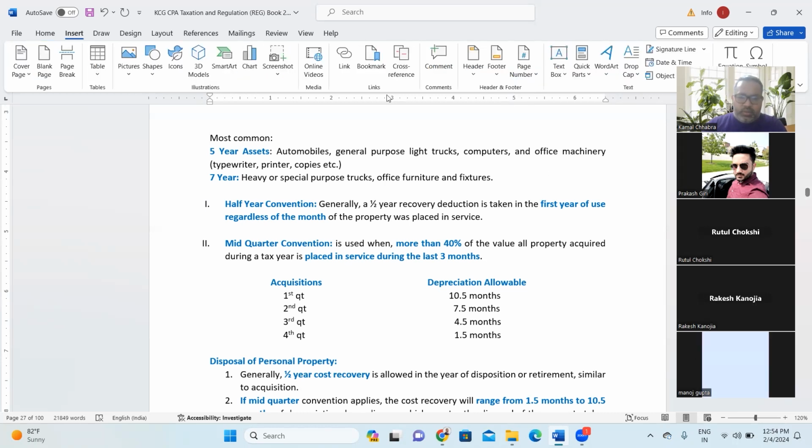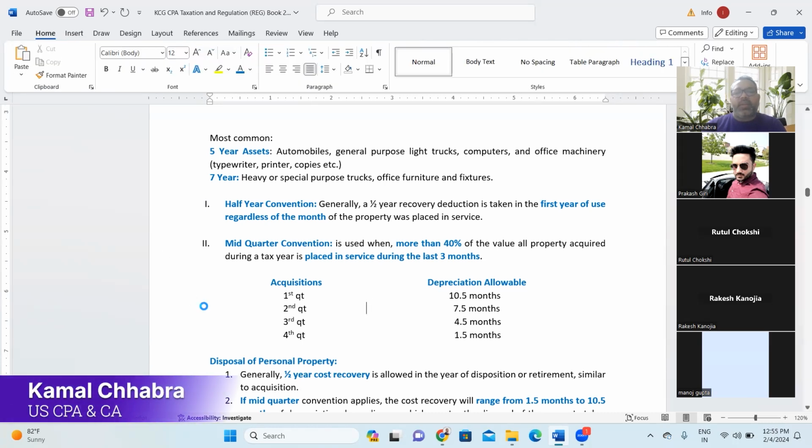Is the consistency in context to the asset, or in context to the method which the taxpayer is using? If you are using it for one year, for all the assets of the respective category of asset, right? Can we change the category and the method? No, you cannot change the category. The category is defined by the IRC, right? For 3 year, it will be laptops, mobiles, accessories. For 5 year, we have seen automobiles, trucks, cars, computers, office machinery, typewriters, printers, right? So those are defined there.